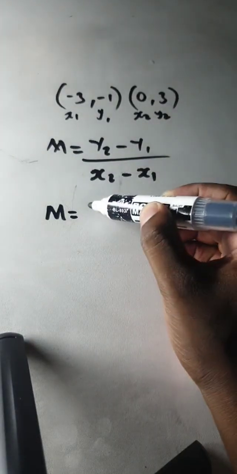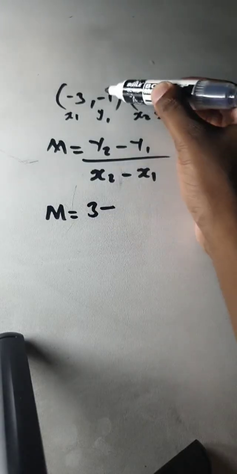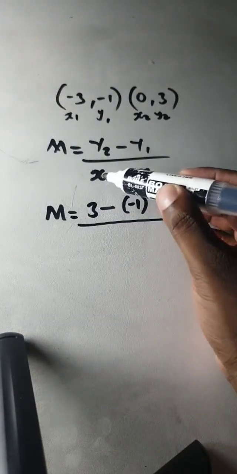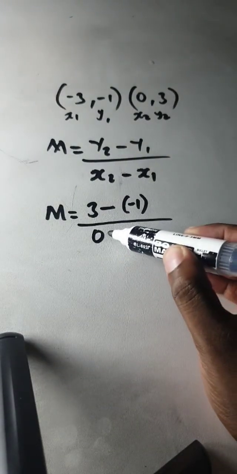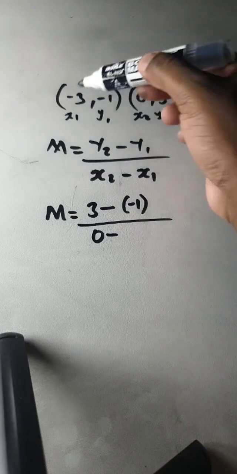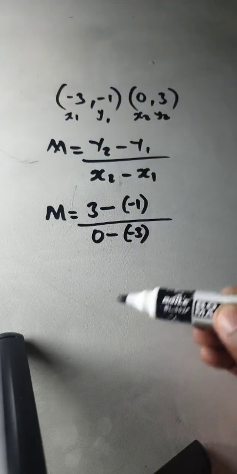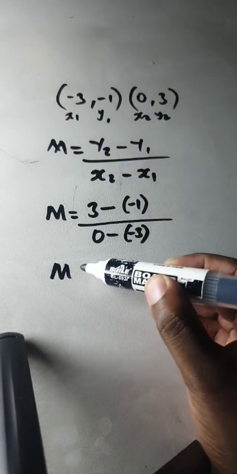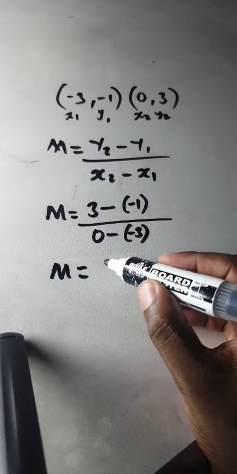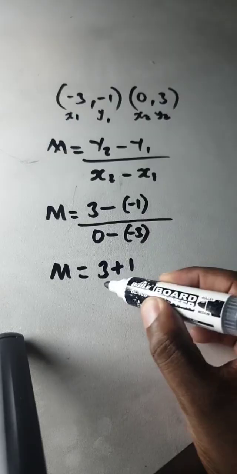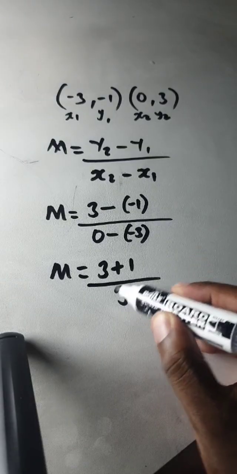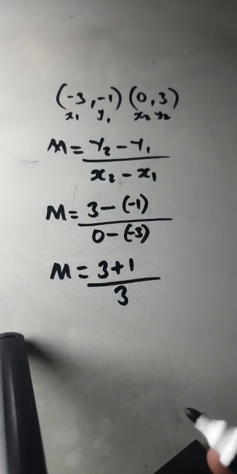It is 3. Minus y1, it's -1. Over x2, it is 0. Minus, then x1, it's -3. So now gradient is equal to negative times -1 is +1. So 3 plus 1 over negative times -3 is +3 because 0 plus 3 is 3.